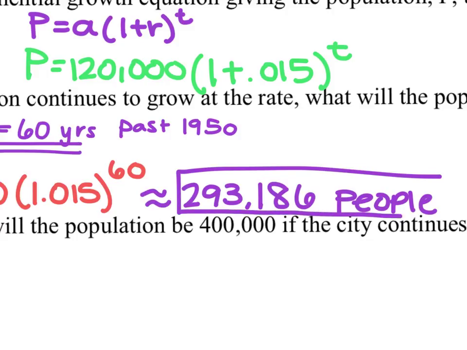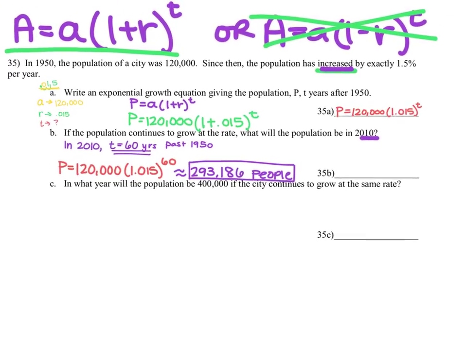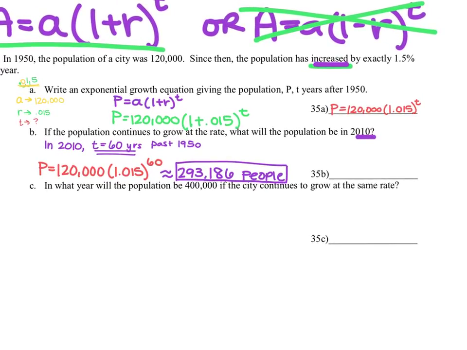Okay, so it is increasing. It started at 120,000. This is 60 years later, so it makes sense that it's more than doubled. So 293,186. All right, last one.